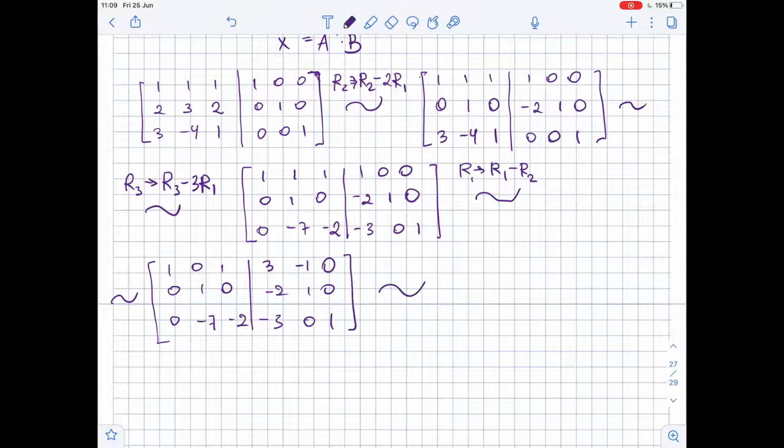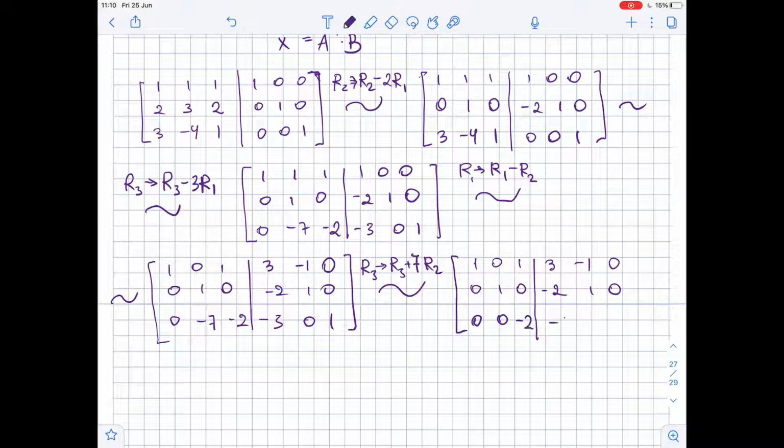In our next step, we multiply the second row by 7 and add it to the third row. So the third row becomes the third row plus 7R2. And our matrix is 0, 1, 0, negative 2, 1, 0 in the second row, and here we have 0, 0, negative 2, negative 17, 7, 1.